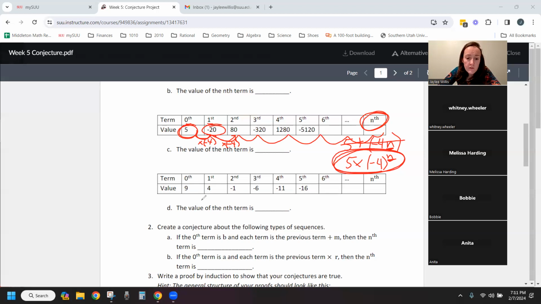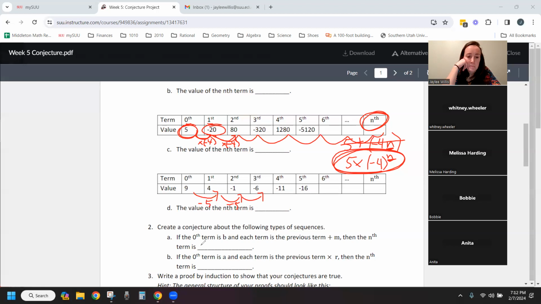Does anyone have ideas for what the formula for the last table might be? Okay, Jody, nice. So you notice the recursive pattern that you subtract 5 from the previous one to get the next term. Okay, Melissa said 9 minus 5x. Melissa, do you want to explain your reasoning for that one?